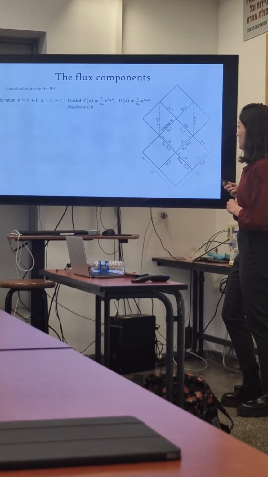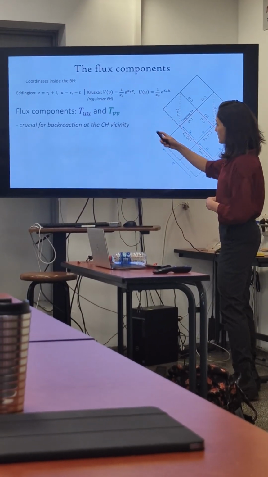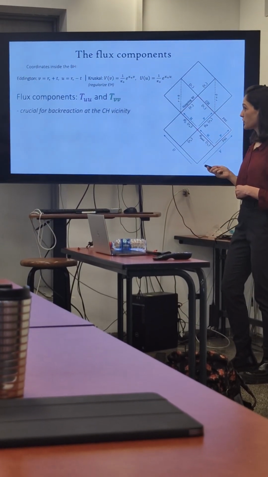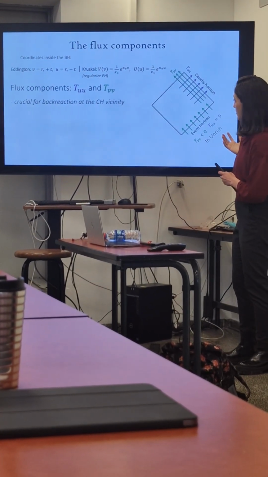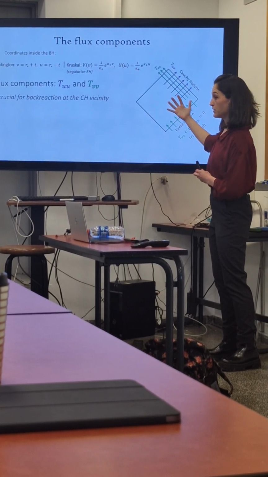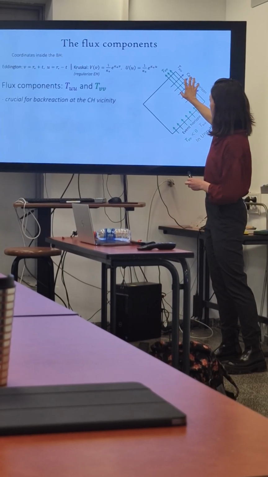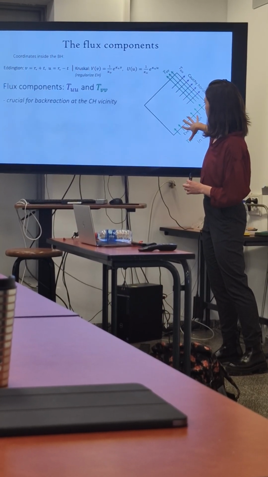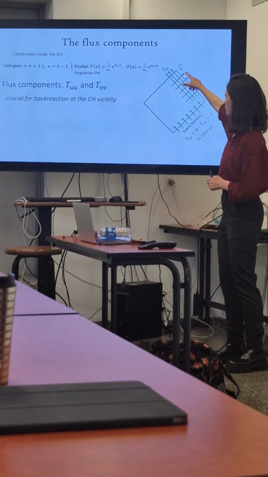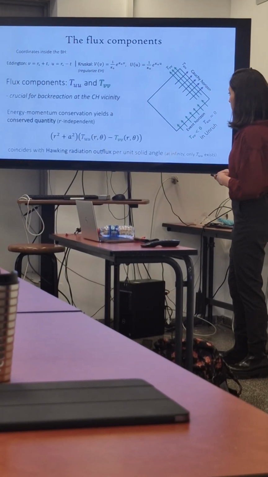And now the flux components, which we are interested in, are T_UU and T_VV, and they turn out to be crucial for back reaction in the vicinity of the Cauchy horizon. So in the Unruh state, we have a T_VV influx. We don't have T_UU because of regularity. And at the Cauchy horizon, because of the way the fluxes evolve through the black hole interior, we have both T_UU and T_VV. And they have an effect on back reaction.